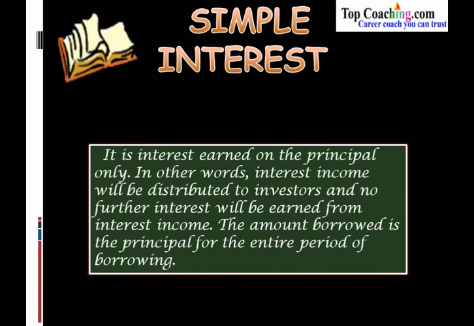So, what is simple interest? It is earned on the principal only. For all the years of depositing, we take into consideration only the principal. We do not take into account the interest income. And so, the principal for the entire period of borrowing remains the same. The concept of simple interest becomes more clear when we will study about the compound interest as well. Then we will be able to draw a line of distinction between simple interest and compound interest. But before that, let us try to see the formula how the simple interest is calculated on a particular sum of money.